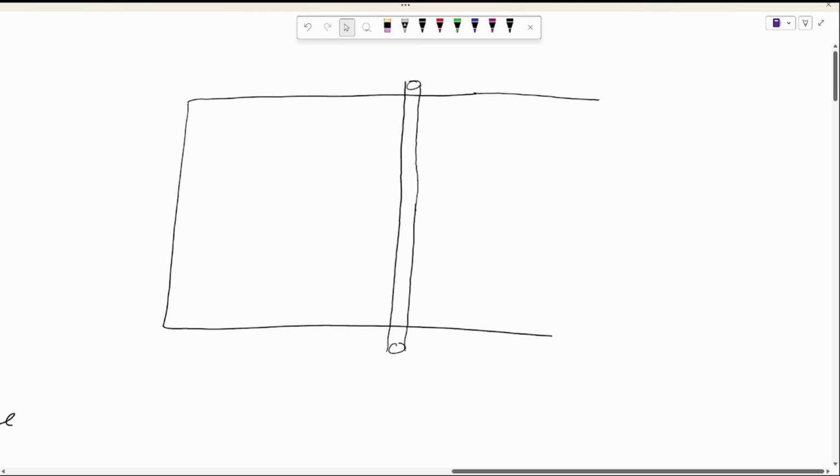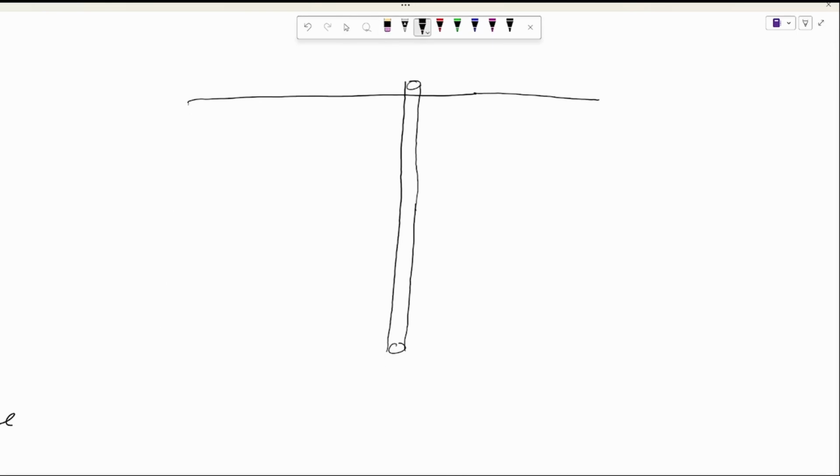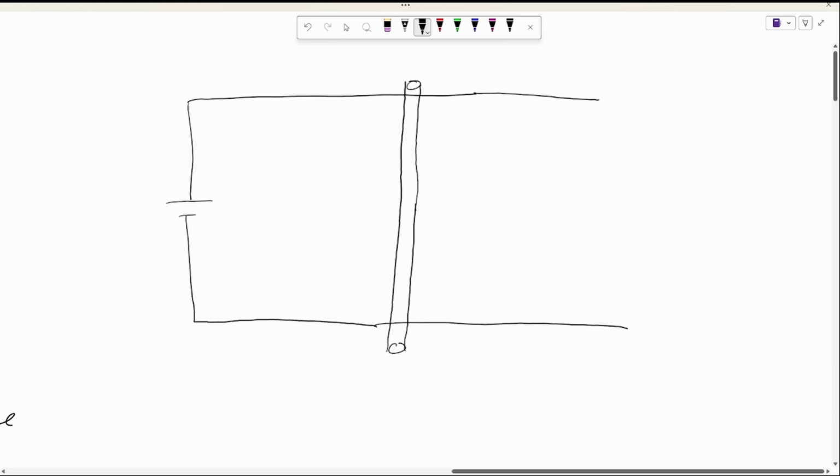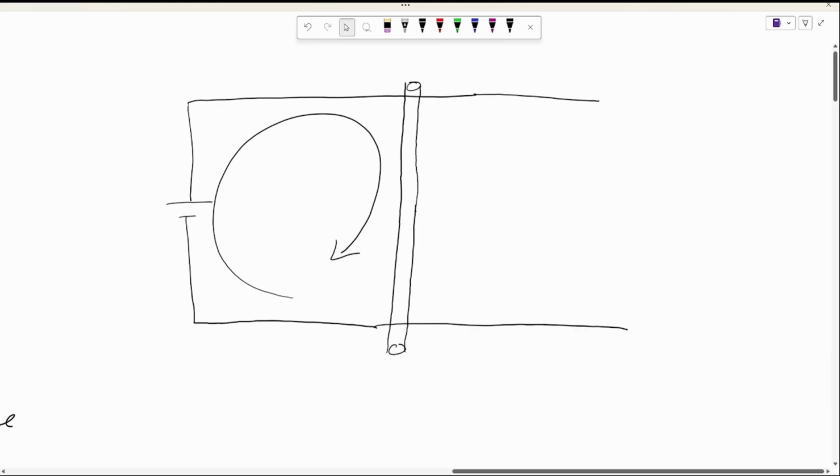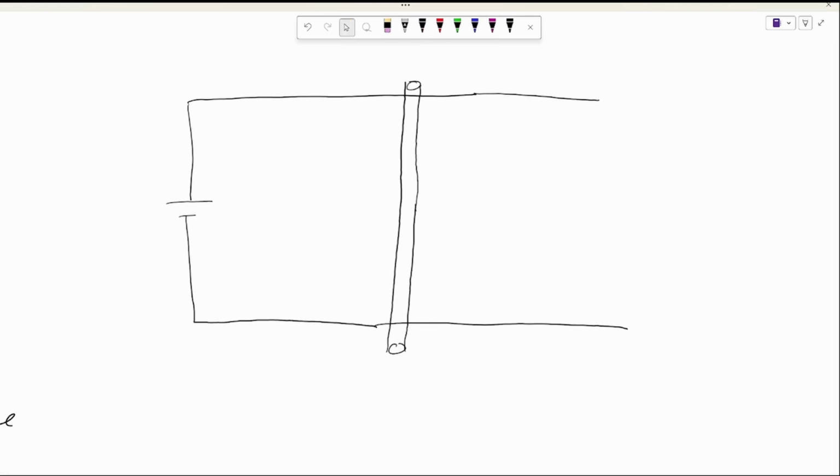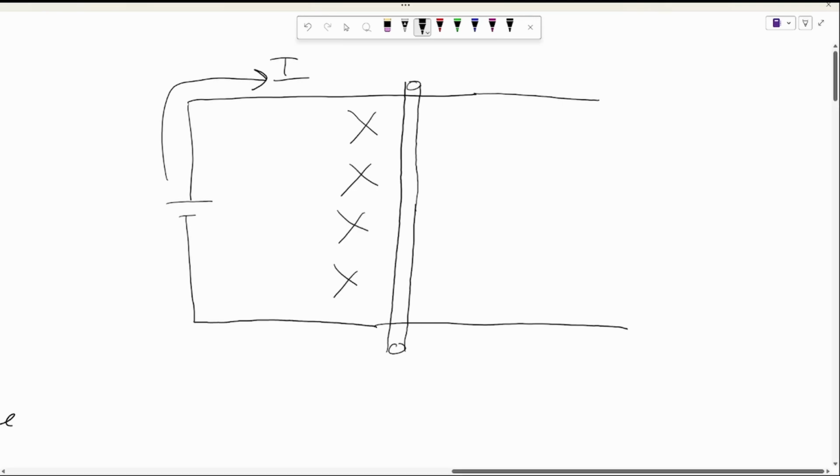So we need a voltage source over here. So there's a battery hooked up. So there's going to be some current running through this circuit in this direction. And then the bar is in a uniform B field. Let's say, so here, this is the current. And then there's a uniform B field pointing into the page.